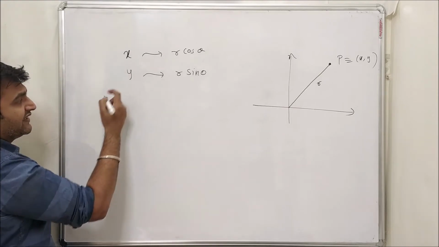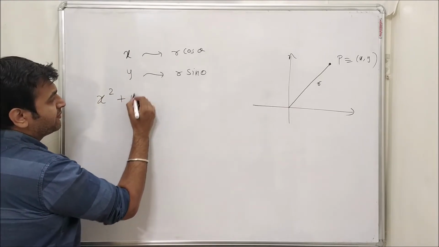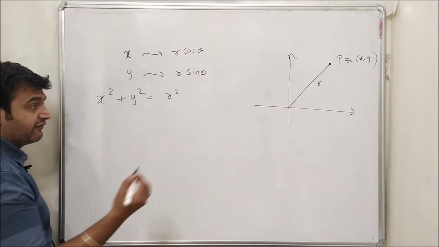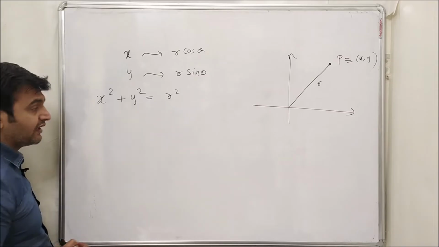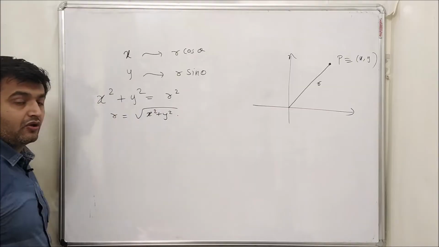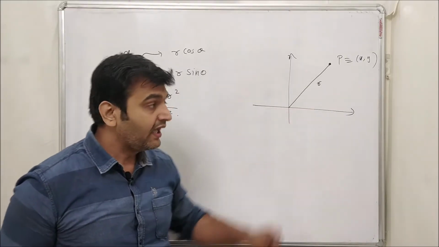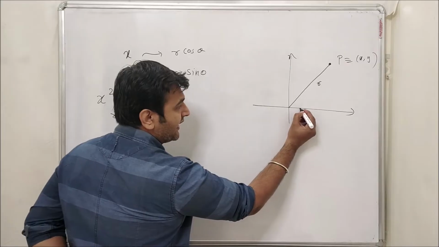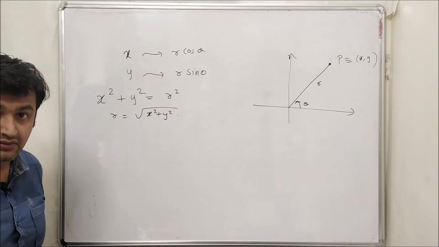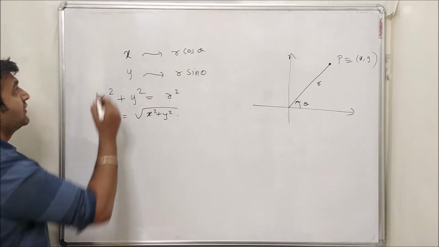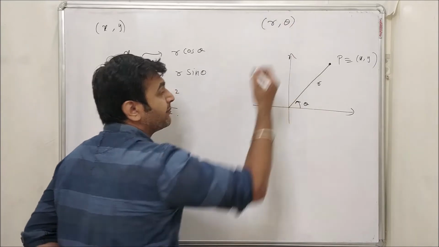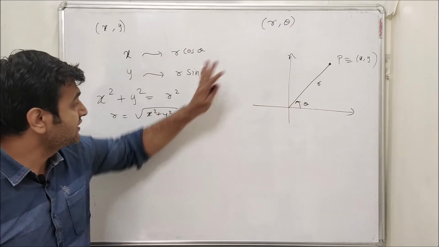If I square and add them, x square plus y square is r square cos square theta plus r square sin square theta. Taking r square common, r is the square root of x square plus y square, the distance from the origin. And theta is the angle made with respect to the x-axis in the anti-clockwise direction. So in Cartesian we have the xy pair, and in polar we have the r theta pair.